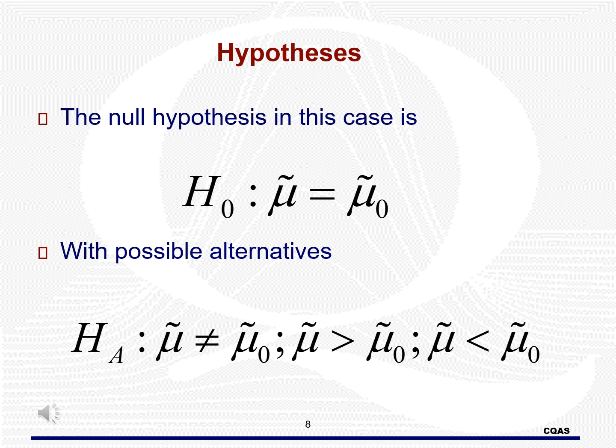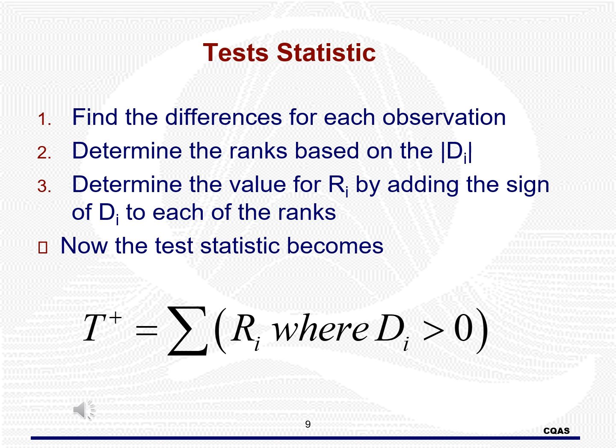Here are the hypotheses for this test. The null hypothesis is that the median is equal to some hypothesized value. The alternative will be either less than, greater than, or not equal. Here is how we find the test statistic T plus. 1. Find the differences for each observation. 2. Determine the ranks based on the absolute values of d. 3. Determine the signed ranks by adding the sign of d to each of the ranks. Now the test statistic becomes the sum of the ranks where the differences are positive.